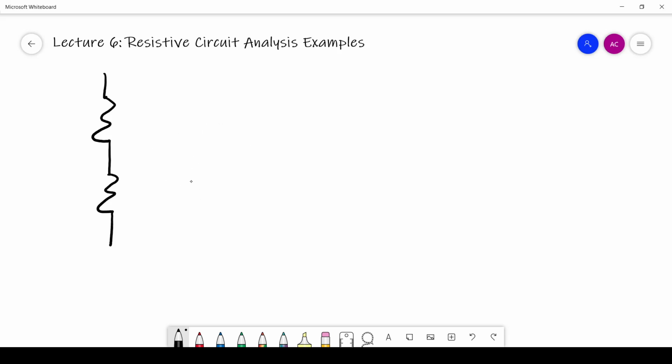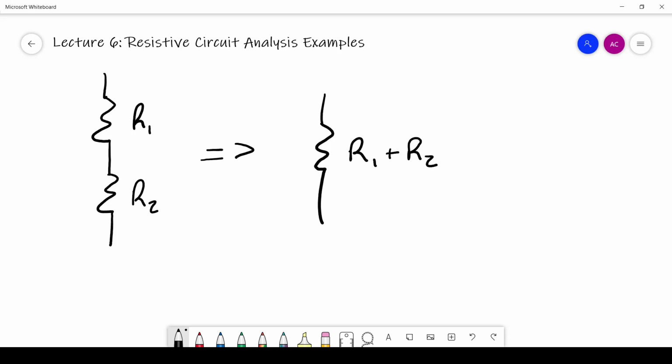Well, before we get onto that, let's call this one R1 and this one R2. So R1 and R2 are in series. This can be modeled as just a single resistor whose value is R1 plus R2. So this is a series resistor, and this is the equivalent resistance, R1 plus R2. If we have these two resistors in series, we can simplify it to be R1 plus R2.